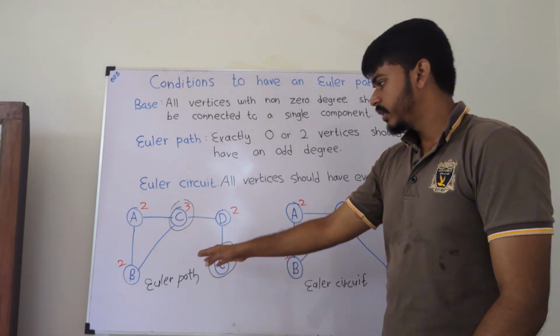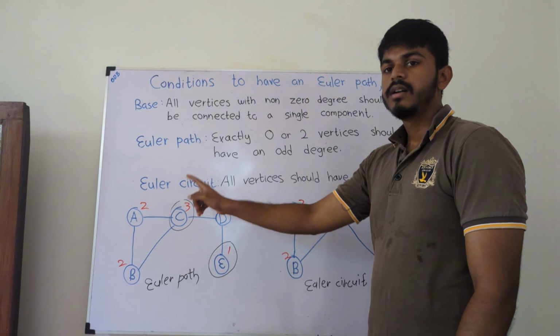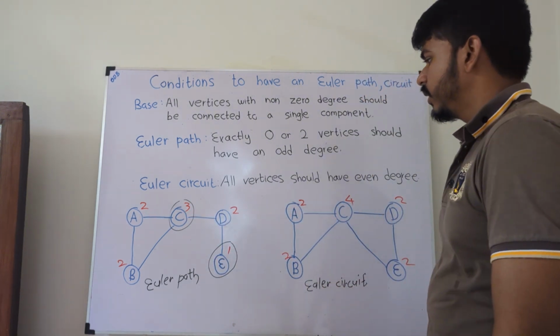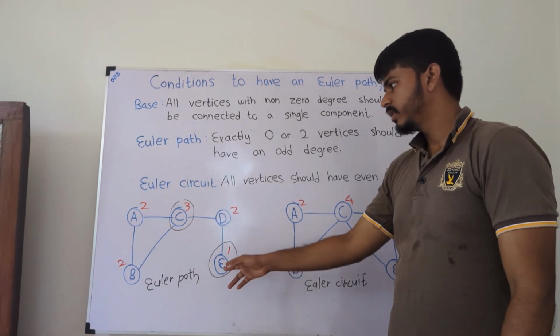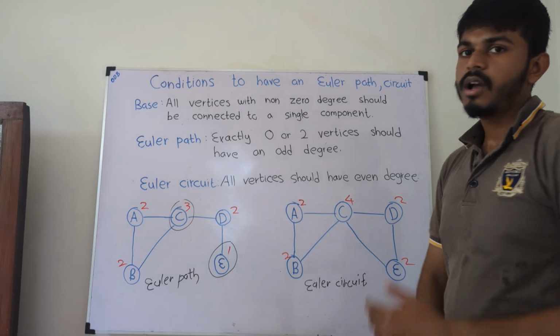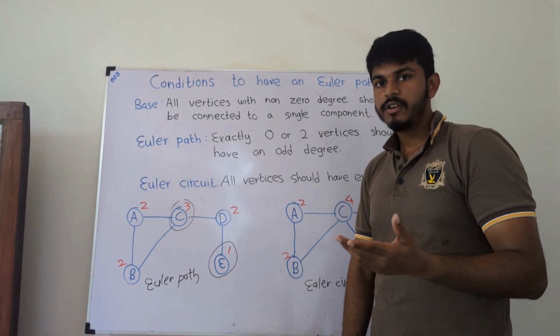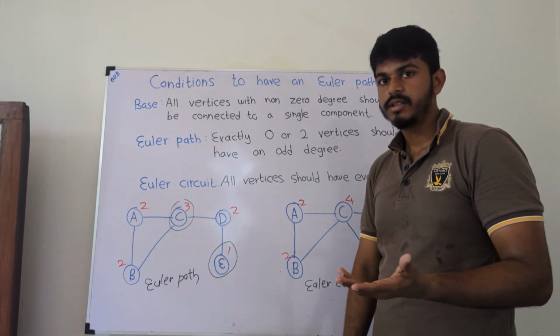In the previous examples I have traversed this graph the way we need to have an Euler path or circuit. Now we will see what if we want to print this Euler path or circuit, how we can do that. There is an algorithm for that called Fleury's algorithm. So now we will see how Fleury's algorithm works.